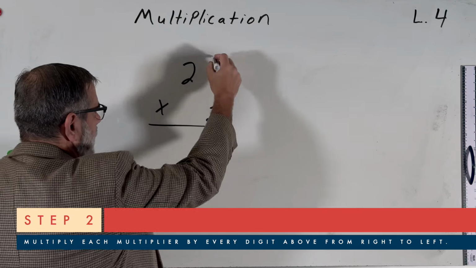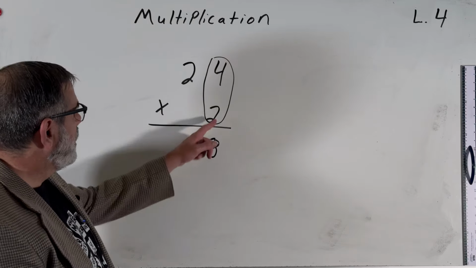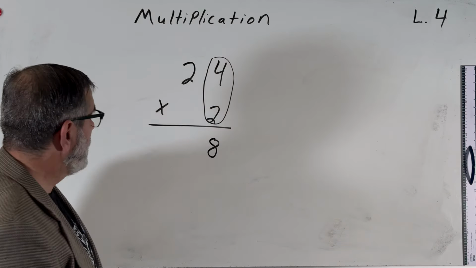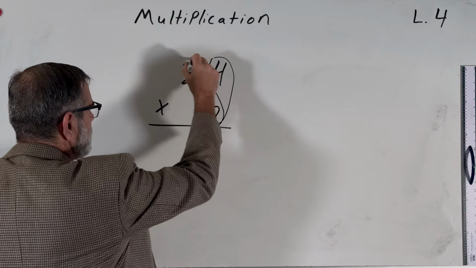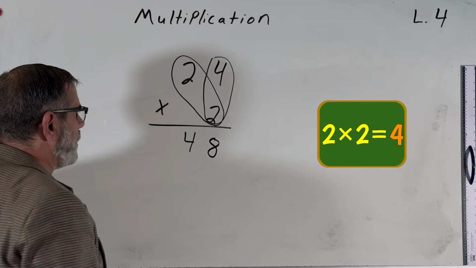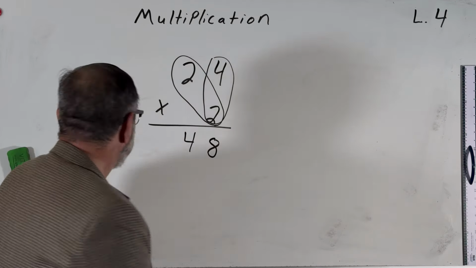Now that we've done that, I'm just going to circle this so we can see what it is that we did there. Now I want to multiply this 2 times these 2 tens. So it'll be this part right here. And 2 times 2 is 4, and so I write it just like that. It's pretty straightforward, yes? Yes. Okay.